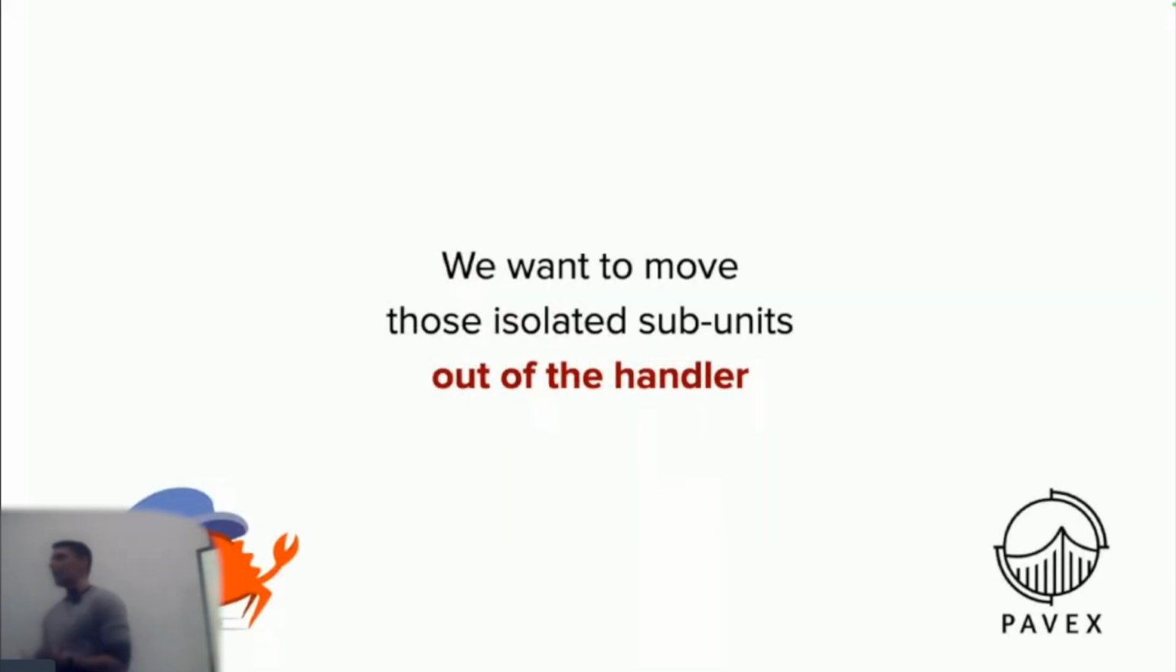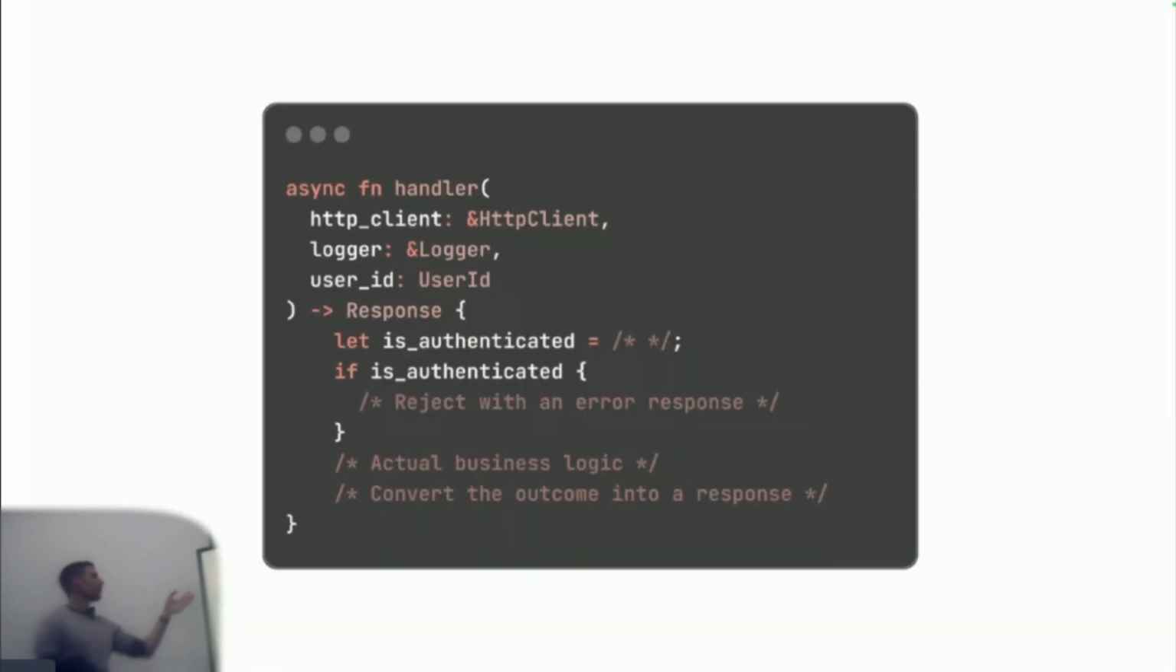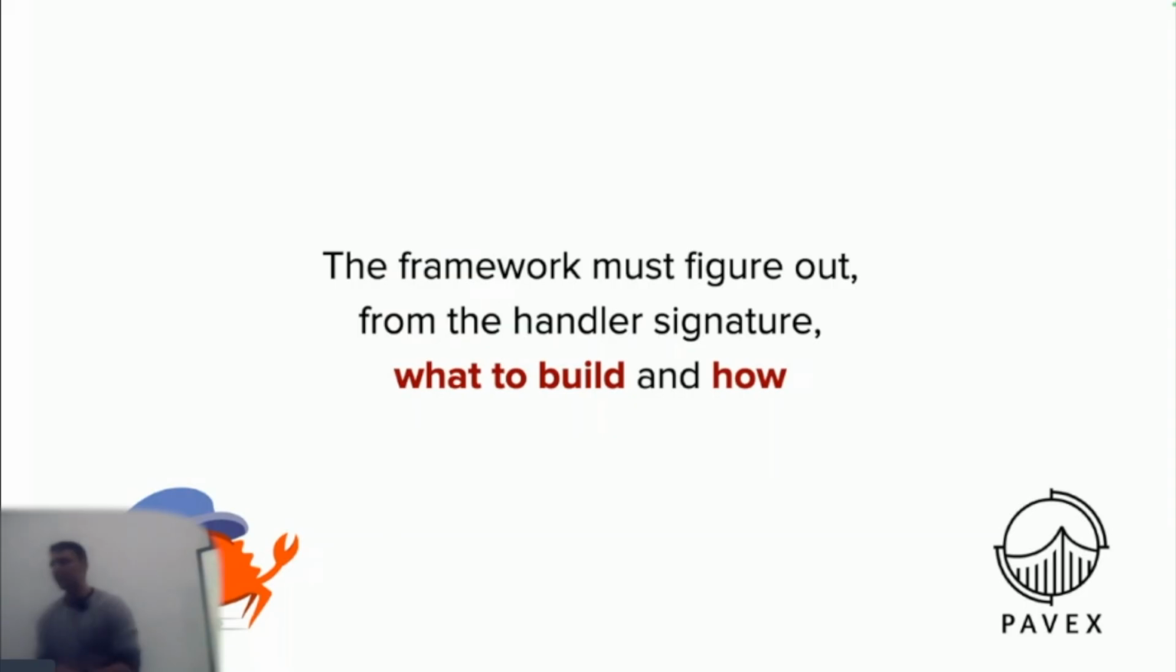Now, we might want to say that all those subunits can be moved out of the handler. So we might want to have a handler that actually looks like this. Don't make me build the HTTP client in there. Don't make me build the logger in there. Don't make me extract the user ID. Just give them to me already done. I'm going to do the permission check, the business logic, and then convert back into the response. It gets smaller. The share of business logic over the total number of lines in that function goes higher. And if you wanted to, you could take this farther.